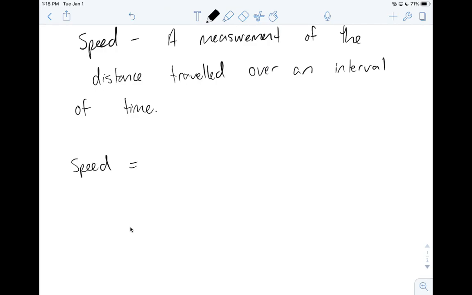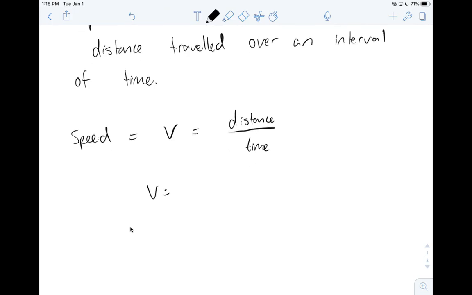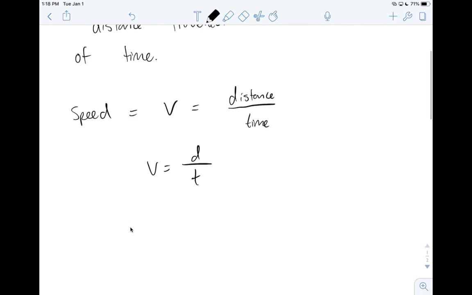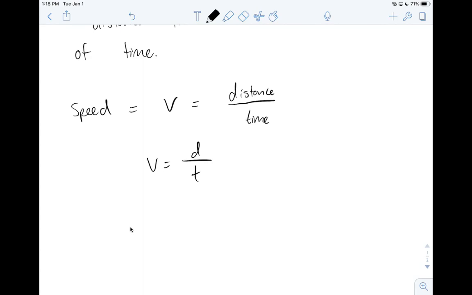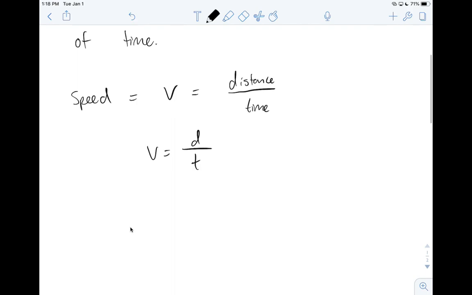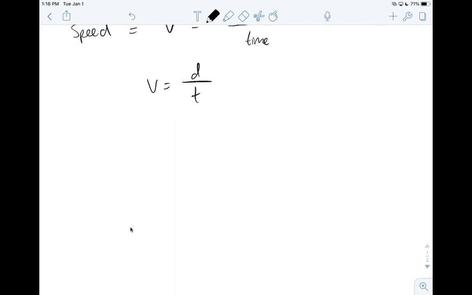Speed, we're going to use the symbol V to represent speed, is equal to a distance over time, or just V equals d divided by t. We use the symbol V because we'll learn a little bit about velocity. Velocity is just speed and direction, so that's why we use the symbol V to represent speed, because they're pretty similar, just like displacement and distance are sometimes similar. Okay, so that's it for speed.